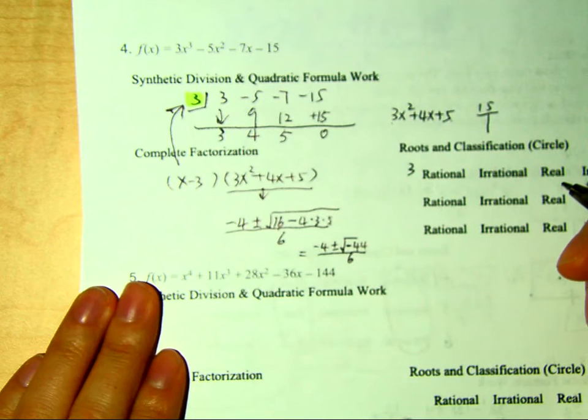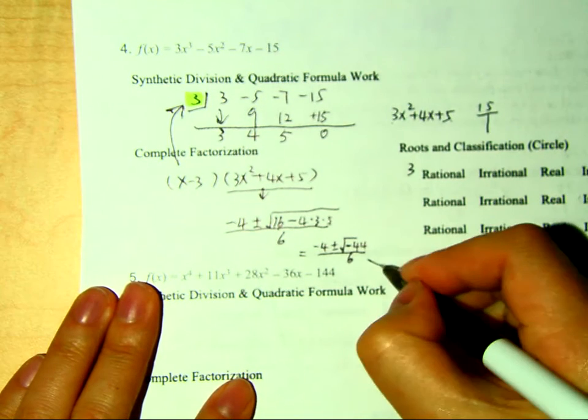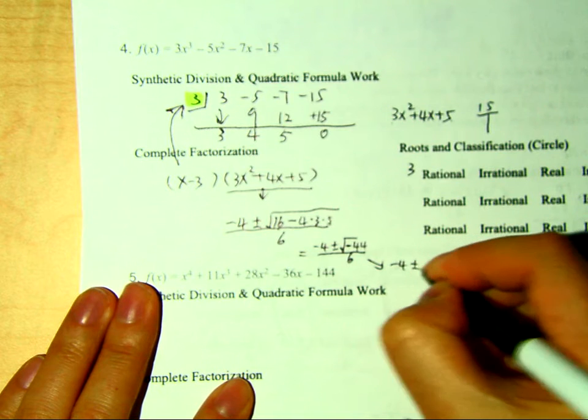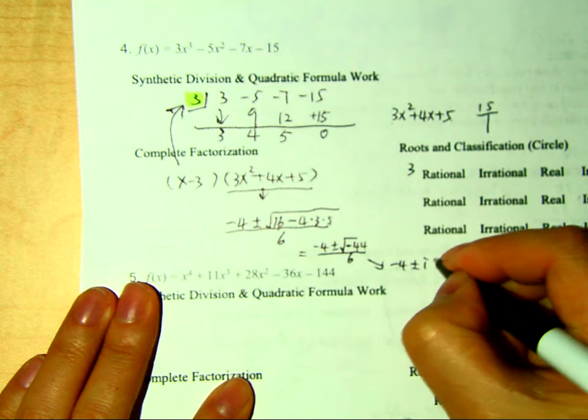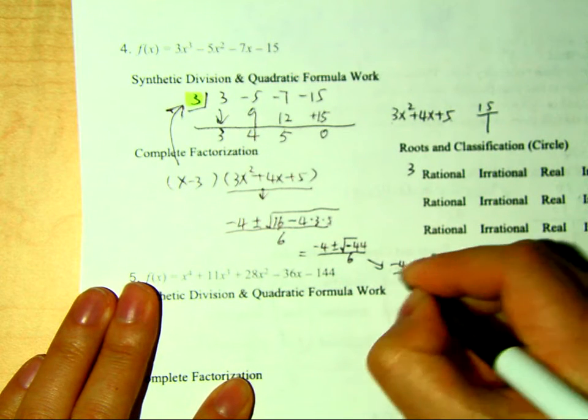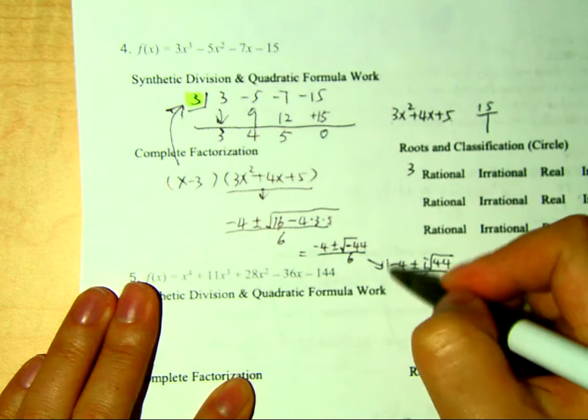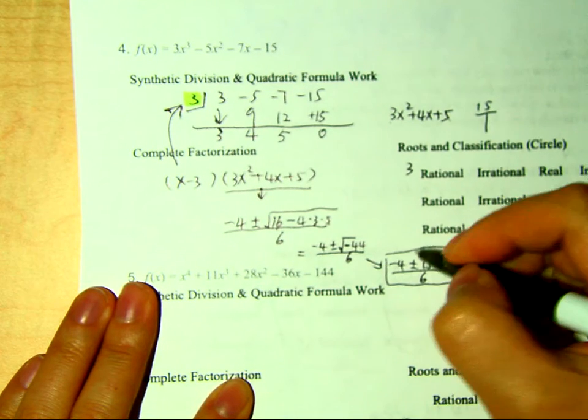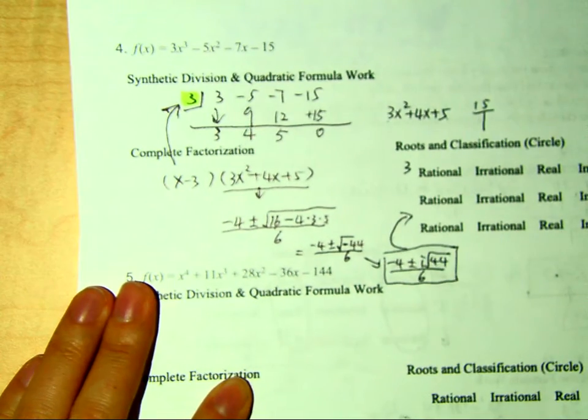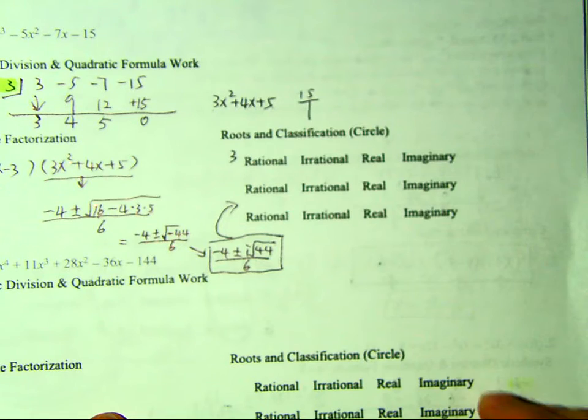We cannot have a negative number inside. So you have to rewrite this with i outside, and then keep 44 inside. That will be the other two solutions. So you need to write down this here. Okay. And now let's see the classification.